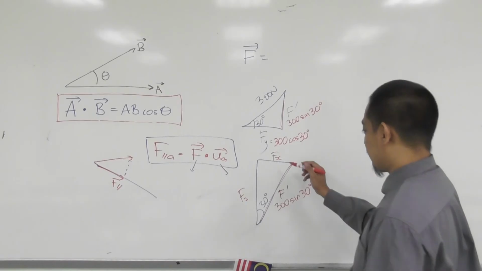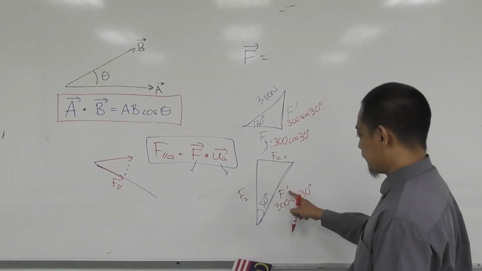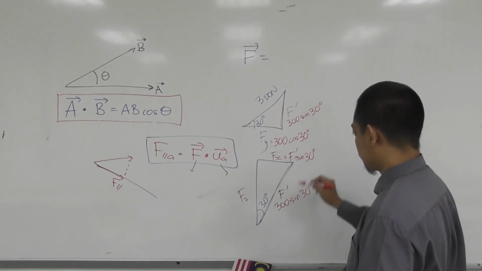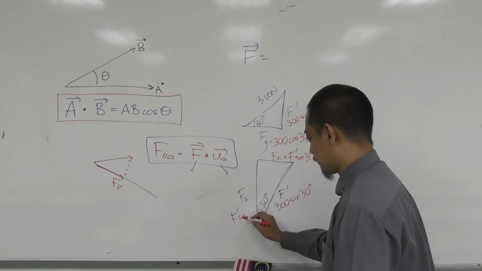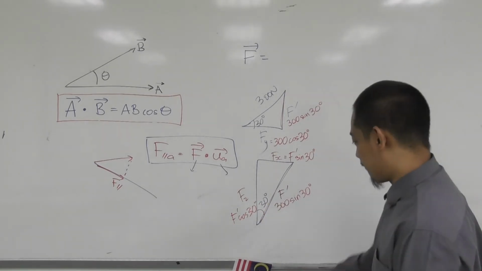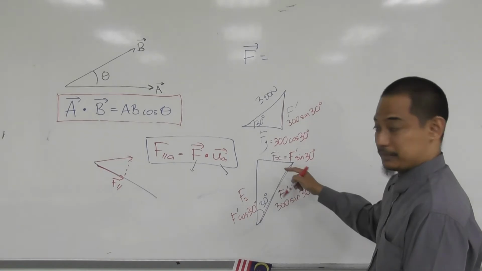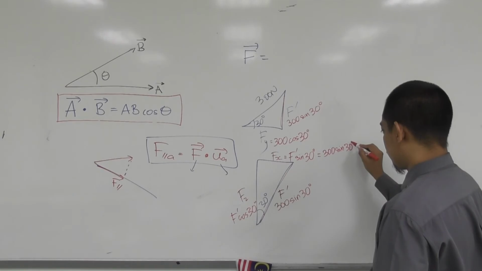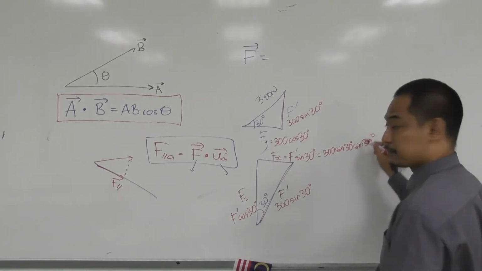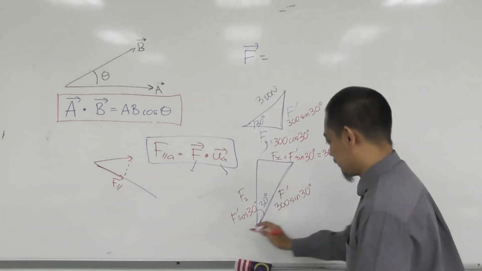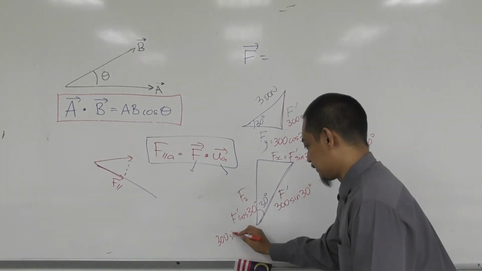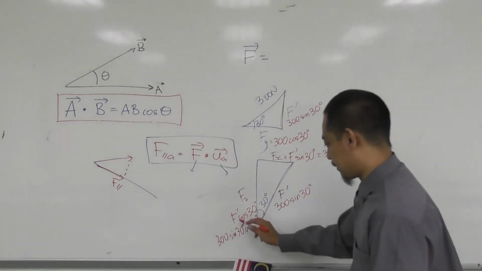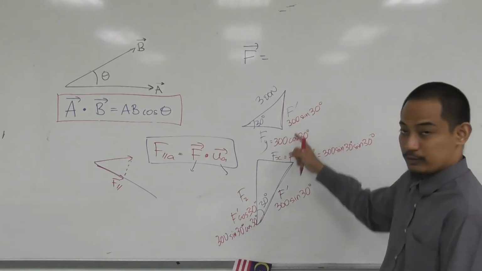Okay, so Fx, then this will be F prime sine 30, right? This will be F prime cos 30. And given that F prime, we already know this value, so you just plug in. So in this case, 300 sine 30, you plug in here, you get 300 sine 30 cos 30. Right? You just plug in the F prime with this value that you already get.